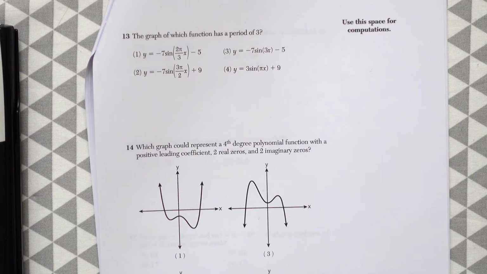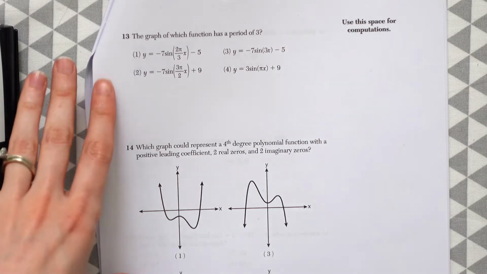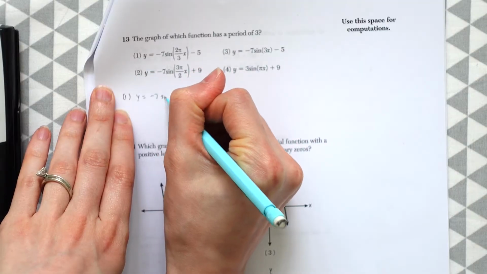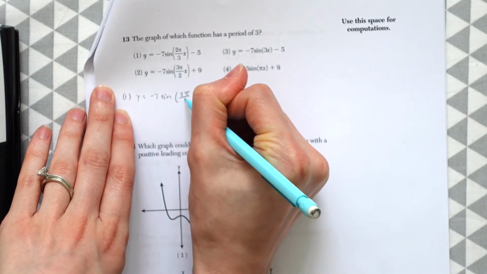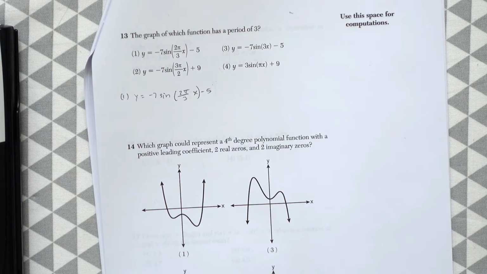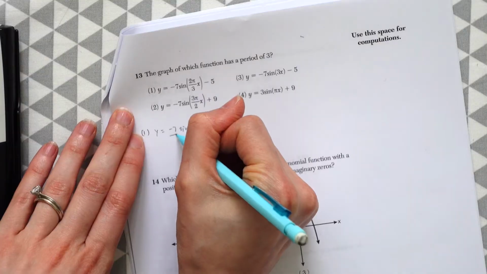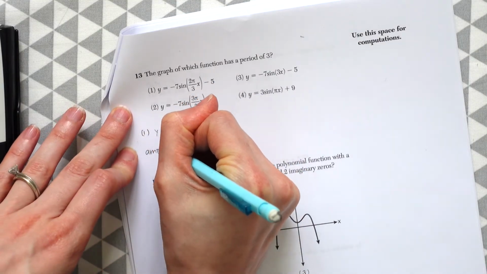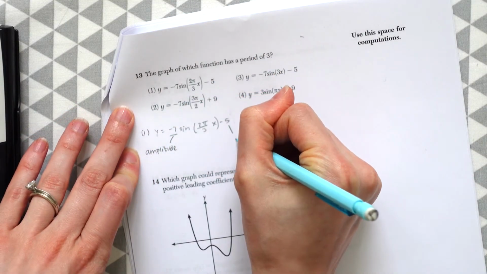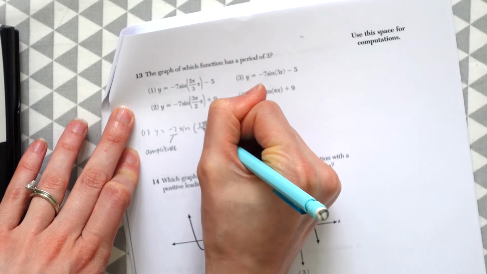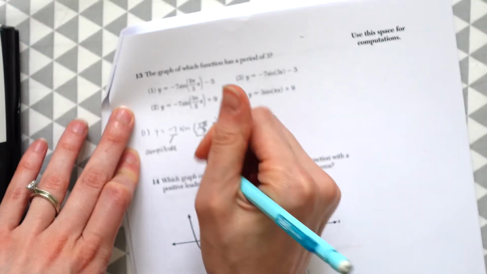Question 13. The graph of which function has a period of 3? So just a reminder of what the period is. It is 2 pi divided by the frequency. So if we look at number 1, we have y equals -7 sine of 2 pi over 3 x minus 5. So just a reminder of what each part of this trigonometric equation is. This over here is the amplitude. This is the vertical shift. And then this right here, 2 pi over 3, that is the frequency.